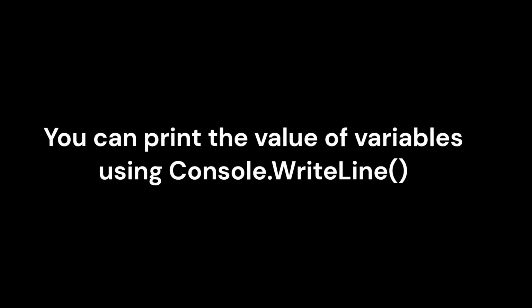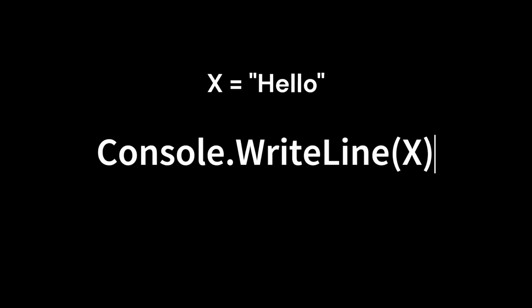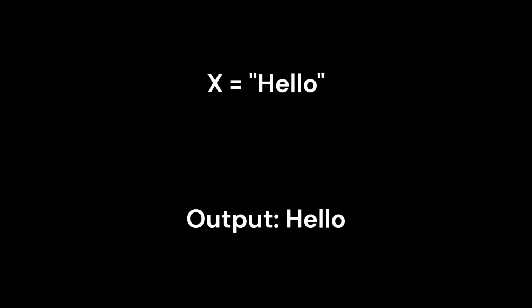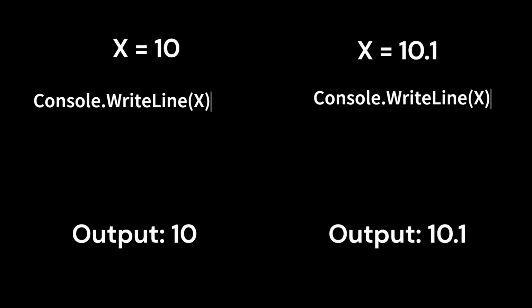You can print the value of any variable using the print function. For example, if you have the variable x, it can be a string. For example, x can equal hello. You can then put x into the WriteLine function, and it will print hello. When printing variables, remember to not put quotation marks around it, or else it will just print whatever you write. Console.WriteLine(x) prints hello, whereas Console.WriteLine("x") will print x. X can also be an integer as 10, or a double or float as, let's say, 10.1.